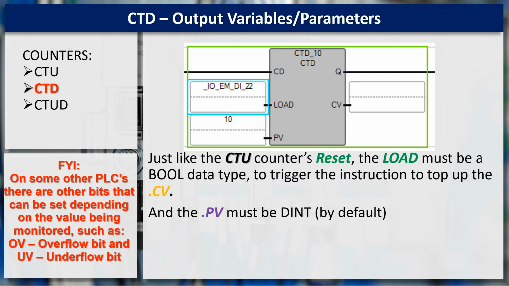Just like the count up counter's reset, the load must be a bool data type to trigger the instruction to top up the current value. And the program value must be a DINT by default.